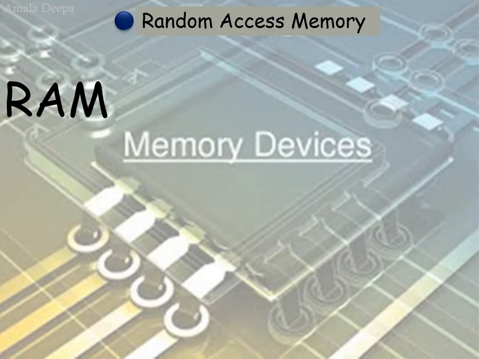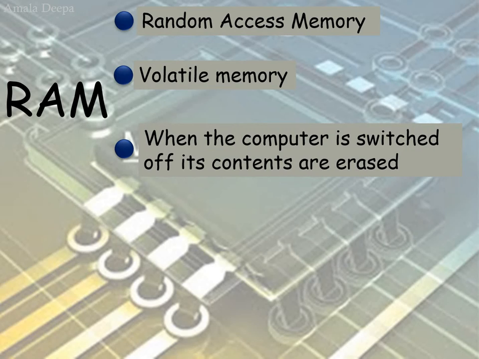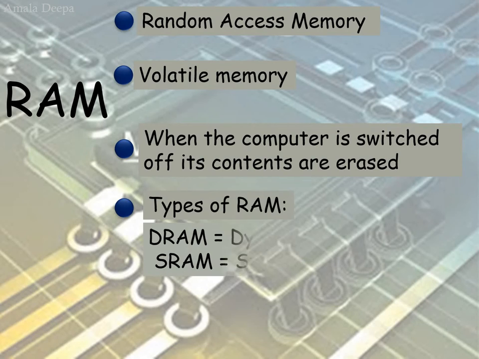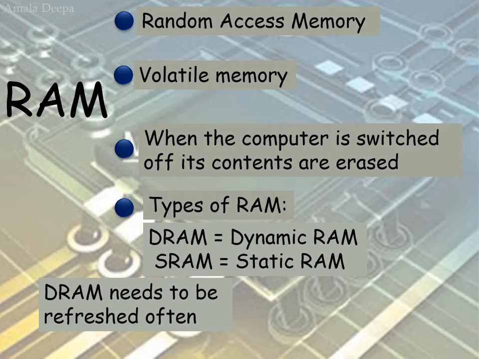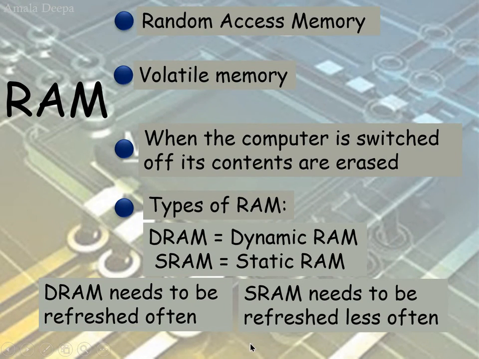RAM, random access memory. It is volatile in nature. When the computer is switched off, its contents are erased. Types of RAM are DRAM and SRAM. DRAM stands for dynamic RAM. SRAM is static RAM. DRAM needs to be refreshed often, whereas SRAM needs to be refreshed less often.